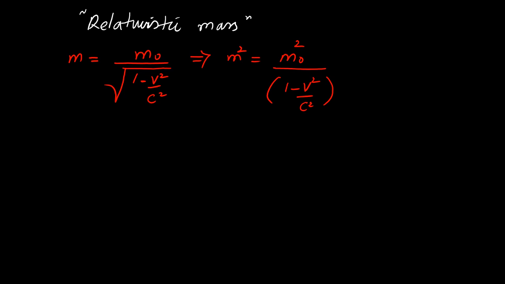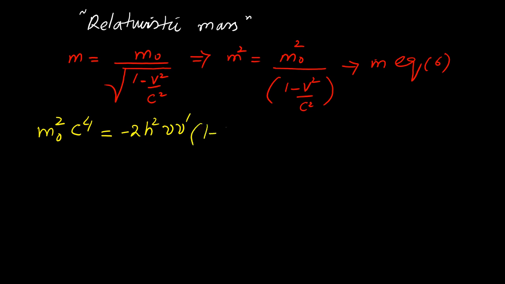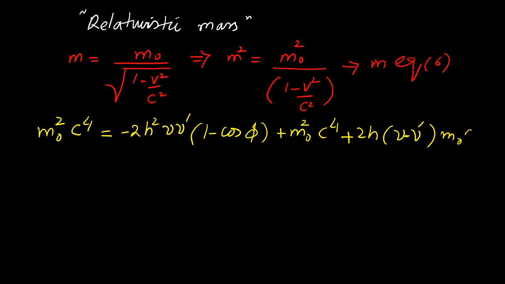So if we include this value in equation number 6, then equation number 6 will become m naught square C4 is equal to minus 2h square nu dash into 1 minus cos of phi plus m naught square C4 plus 2h nu minus nu prime into m naught c square.